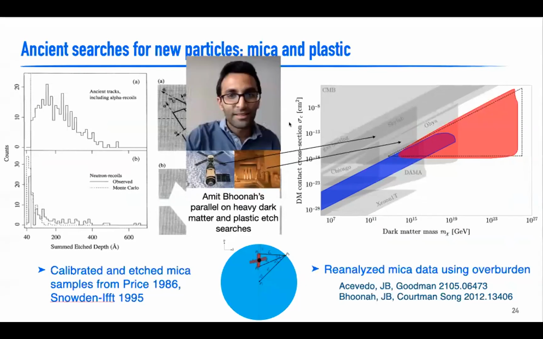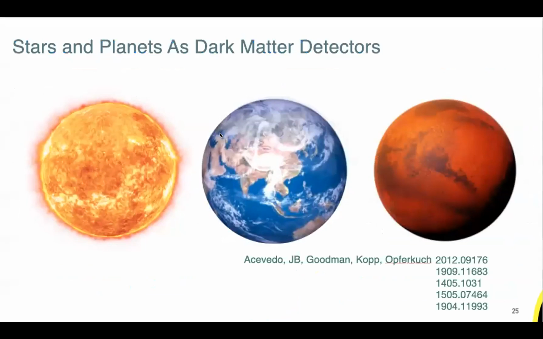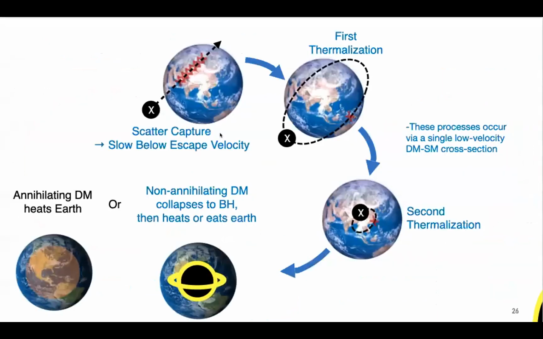I'll leave that to be covered by Amit, where he'll tell you about plastic etch searches for dark matter. And that brings me to the second to last part of my talk, which is planets and stars as dark matter detectors. So this is quite interesting.